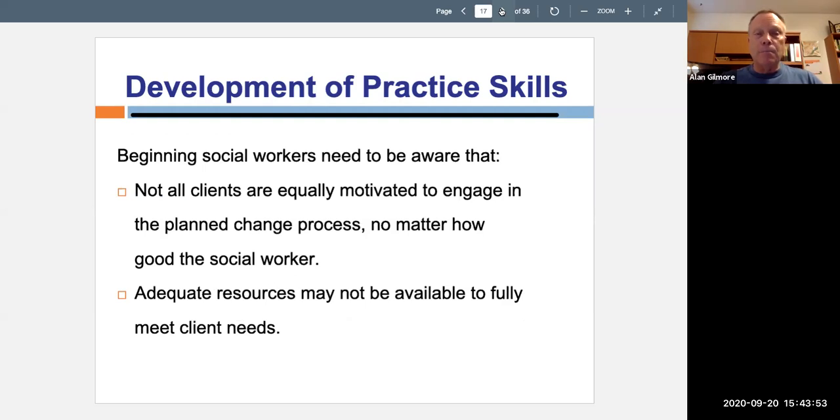It is important for beginning social workers to be aware that not all clients are equally motivated to engage in the plan change process, no matter how good the social worker is, and adequate resources may not be available to fully meet clients' needs. So let's talk a little bit about that. The plan change process is very fluid.